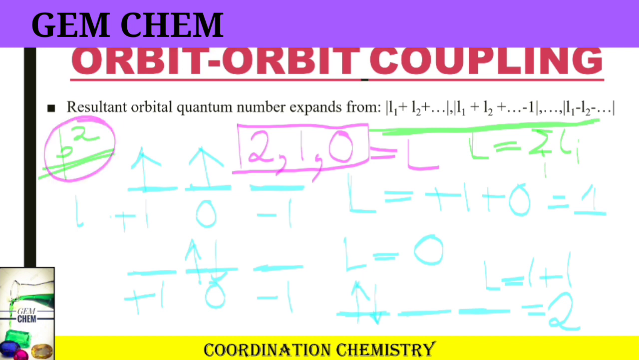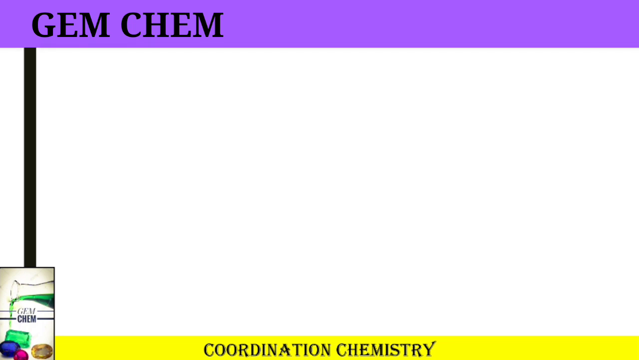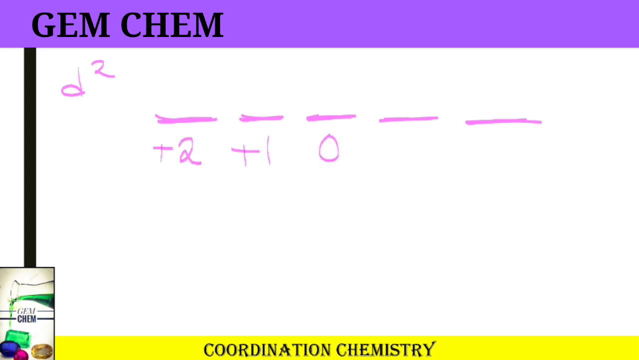Now we will see for D2. So if we consider D2, then try to draw. There are 5 suborbitals. So here we have +2, here we have +1, 0, -1, -2. First always take the most stable one. So this is 1, this is 2. So for this one you have L equals to 2 plus 1, which is equals to 3.